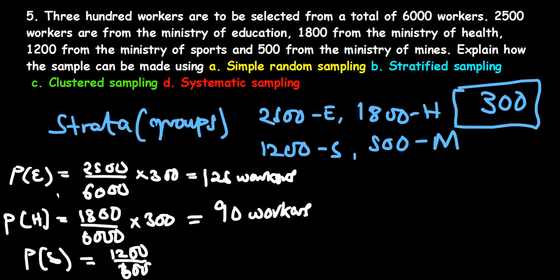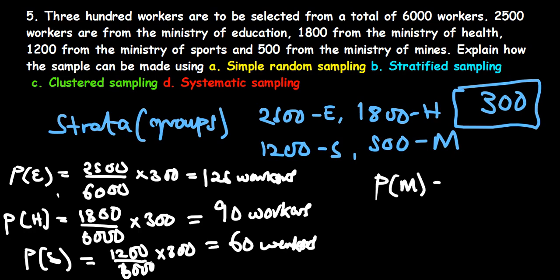Then we are going to multiply by 300. So here we are going to find that we have 60 workers. So 60 workers of the 300 should be from the Ministry of what? Sports. And then the last one, the proportion from the Ministry of Mines is going to be equal to 500 divided by 6000 here, then multiplied by 300. When we multiply this, what are we going to get? According to my calculator, we are getting 25 workers.